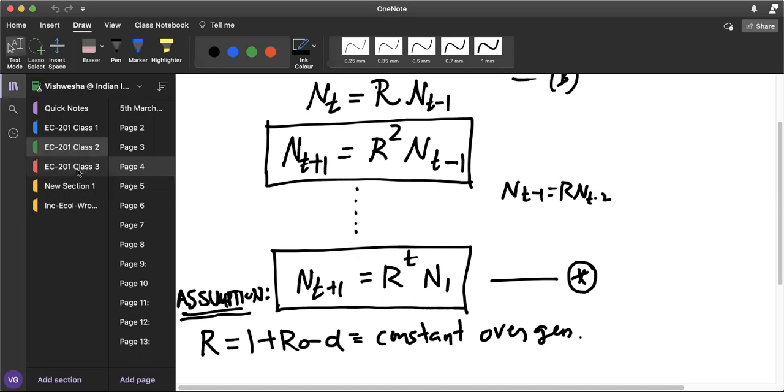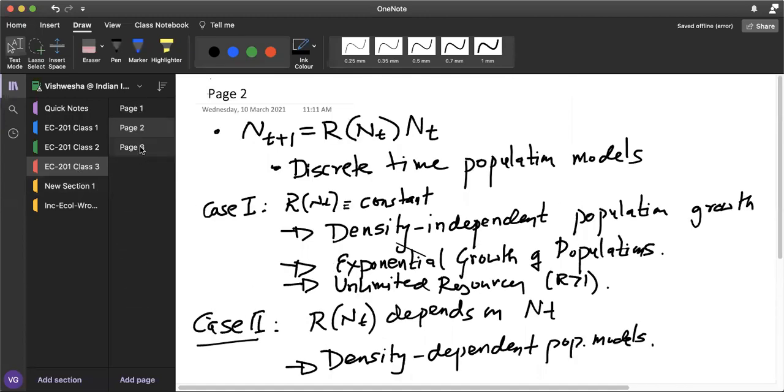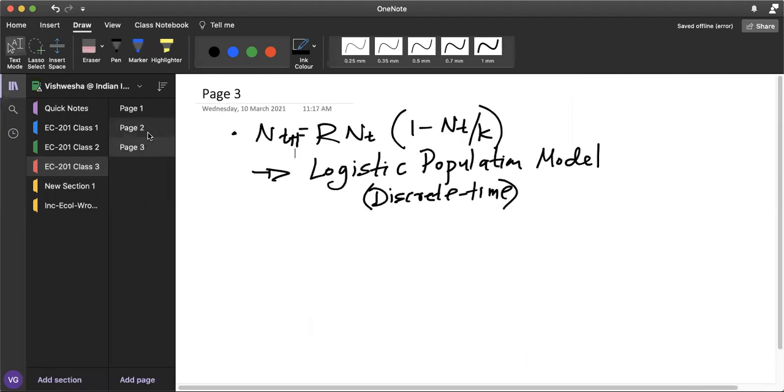Sir, I have a question. Yeah. In this model, we are assuming that individuals from 2 generations do not overlap, right? Do they overlap or not overlap? That's a very good question. So here, do we assume, do they overlap?